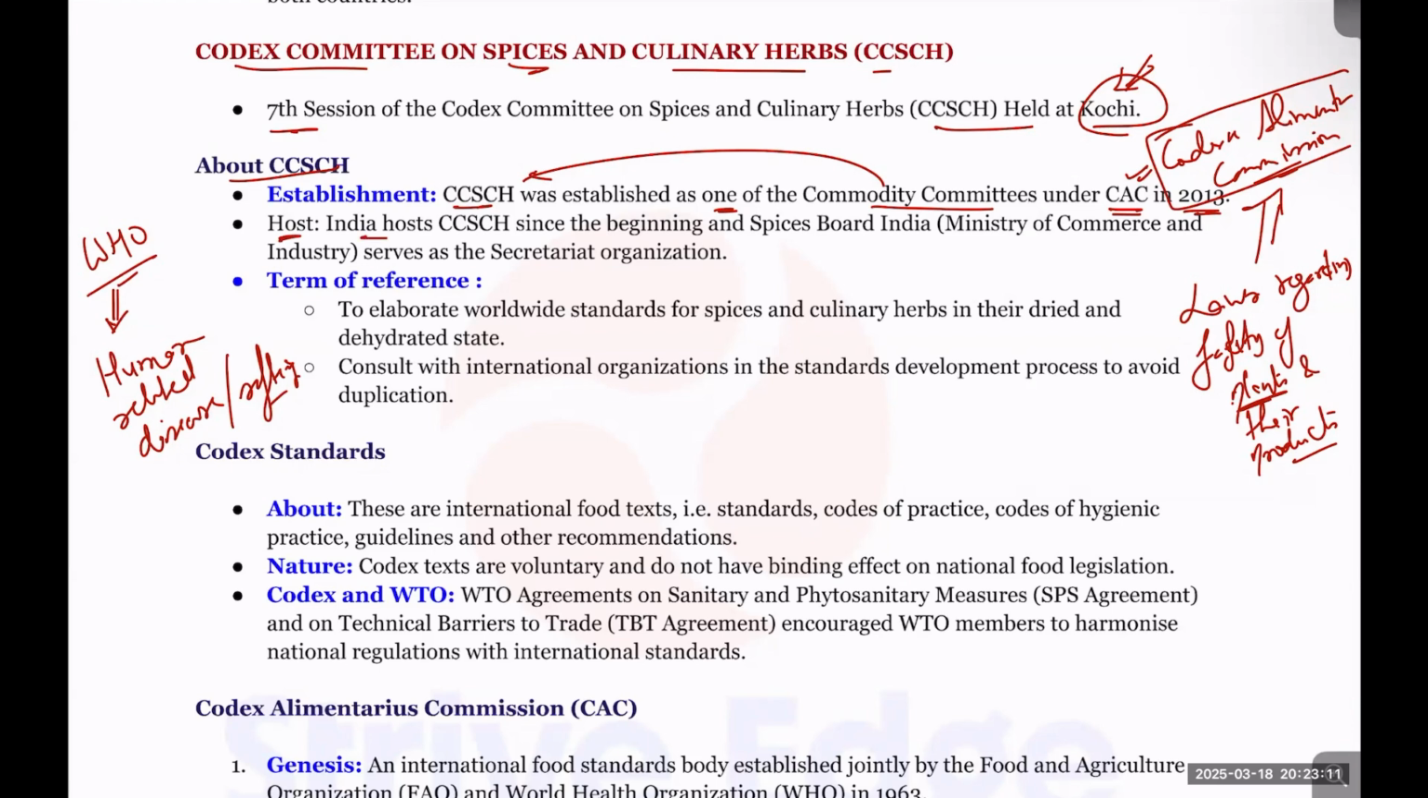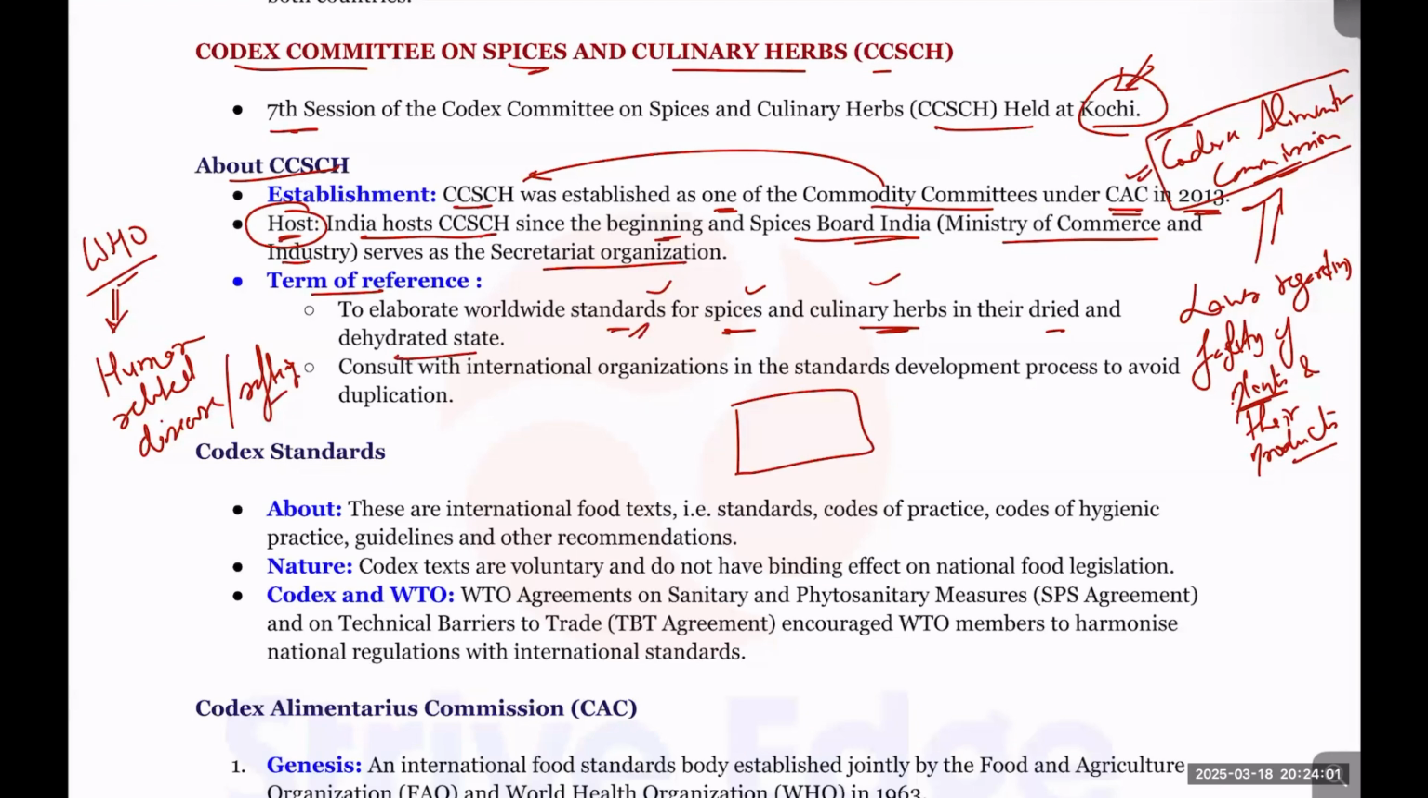India has hosted the CCSCH since the beginning, and the Spices Board of India, under the Ministry of Commerce and Industry, serves as the secretariat organization. So the secretary to this committee is provided by India, and India is the host. The terms of reference were to develop worldwide standards for spices and culinary herbs in their dried and dehydrated state. They came to a single point in order to form standards for spices.